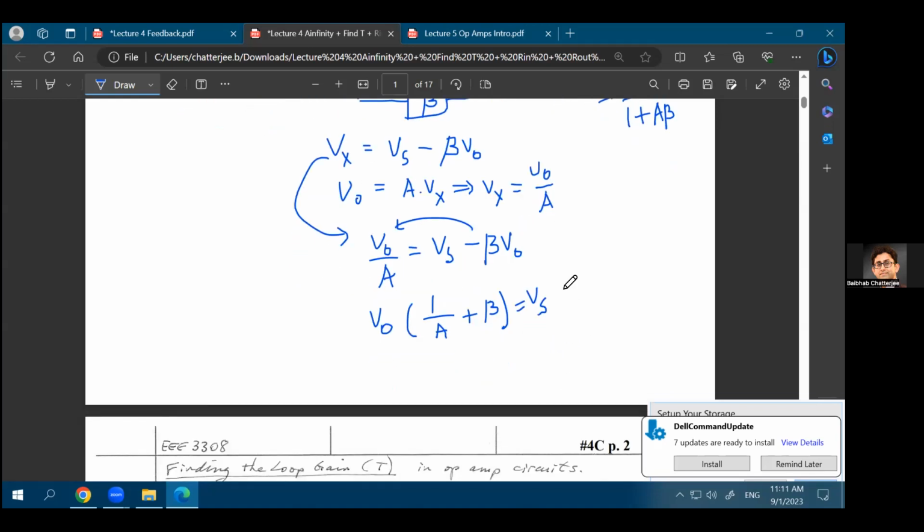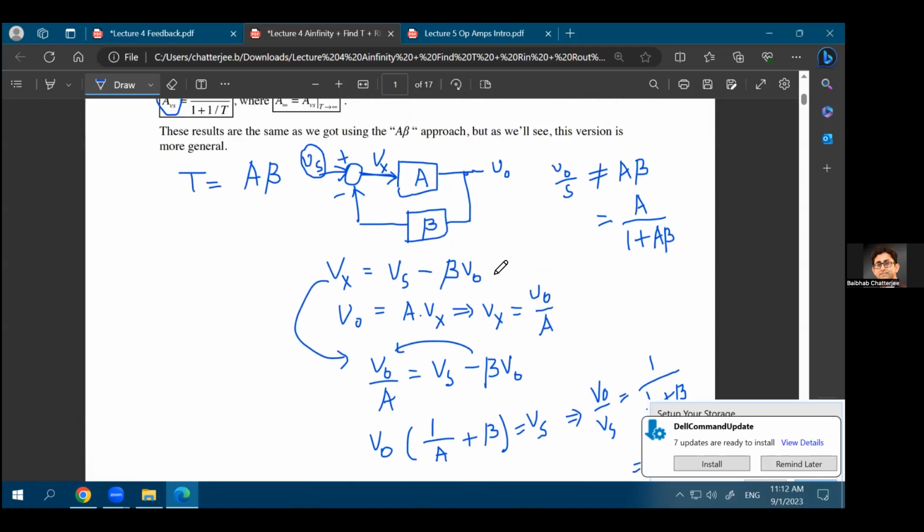right? So what would be your V naught over Vs? V naught over Vs would be 1 over 1 upon A plus beta. So this can be written as A divided by 1 plus A beta. Clear? So this is how you get to this equation for the negative feedback system.